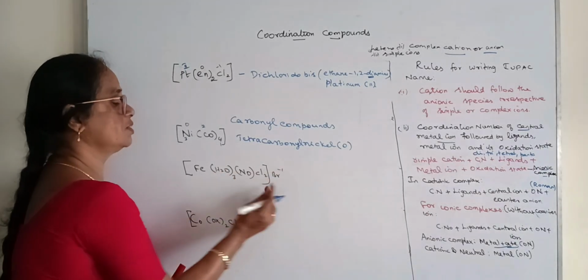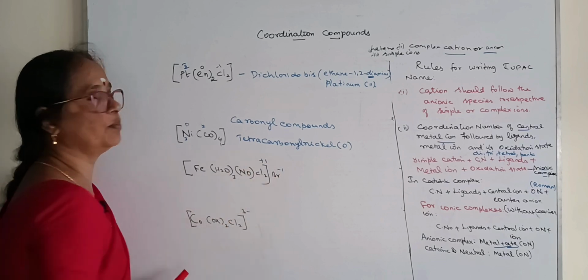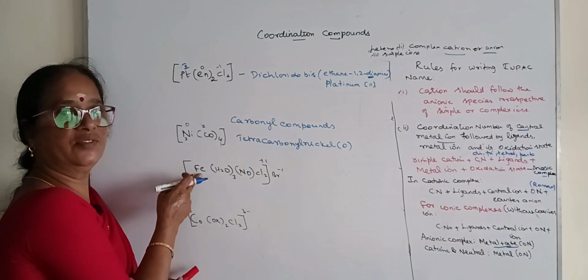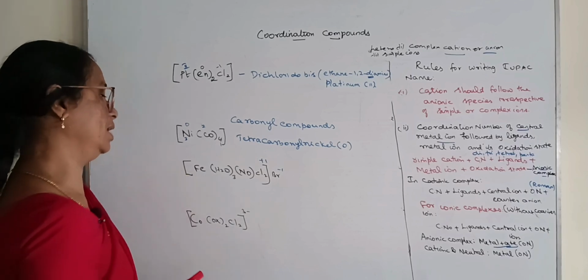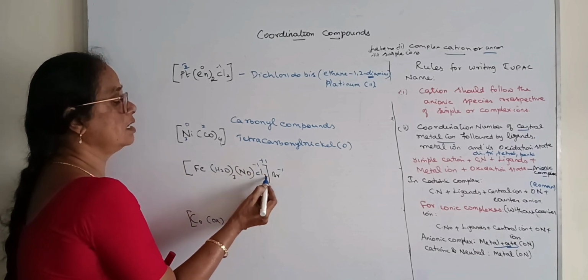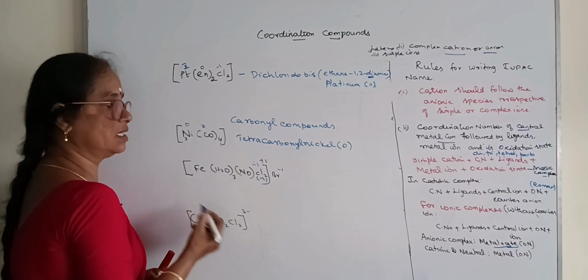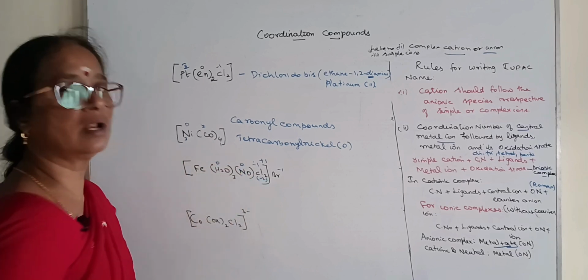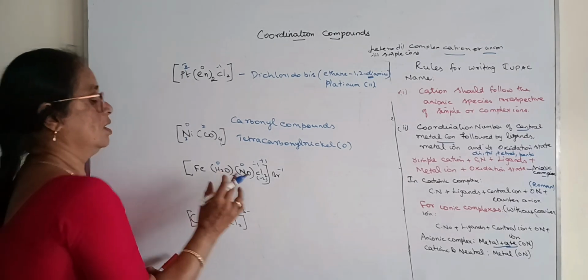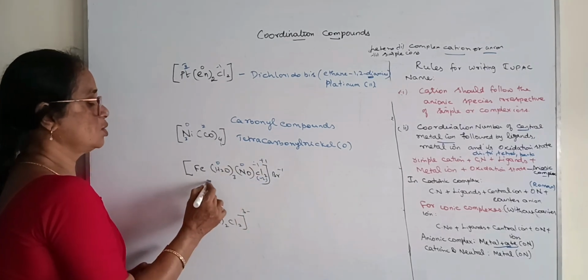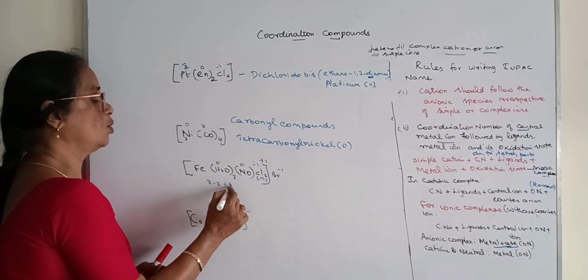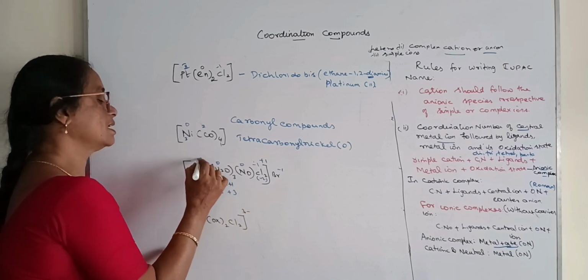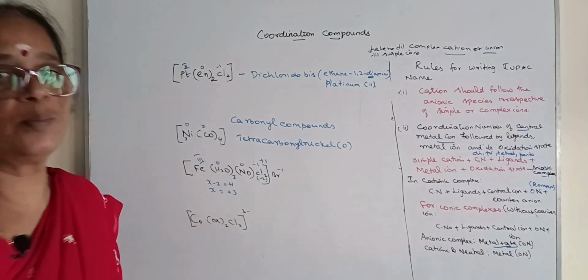It is -1, so the counter charge of the complex will be +1. So from this information we can identify the oxidation state of iron. Chloride is a minus ligand, 2 into -1, that makes -2. Nitrosyl 0, water 0, because both of them are neutral ligands. Now this is +1, this is -2, so I can write x minus 2 equal to +1, or x equal to +3. Therefore, the oxidation state of iron in this complex is 3.